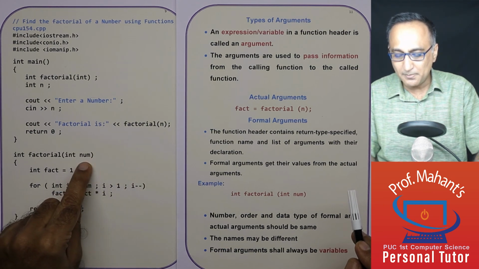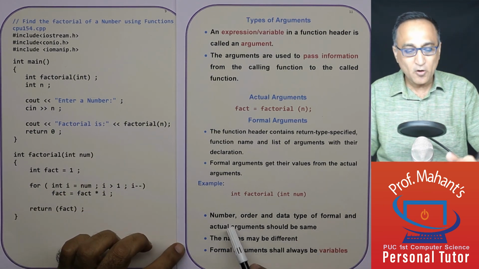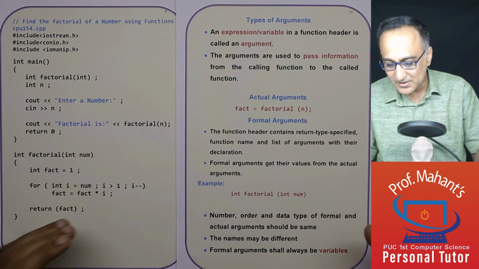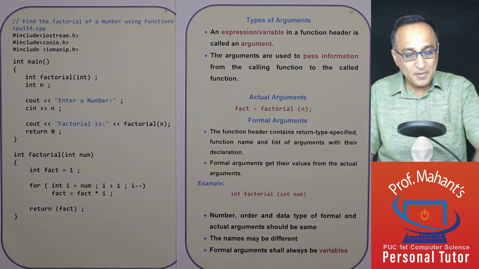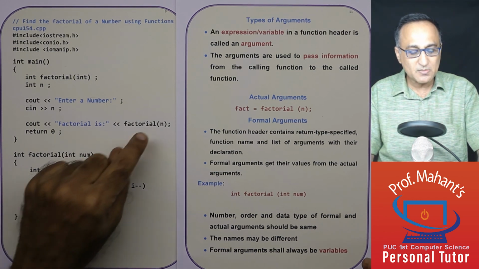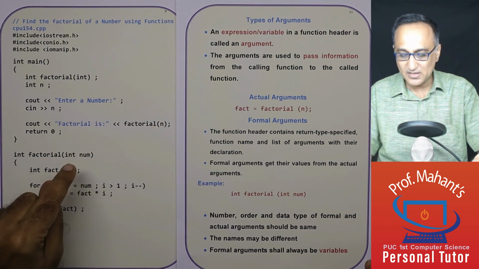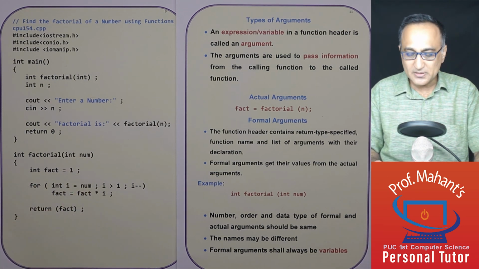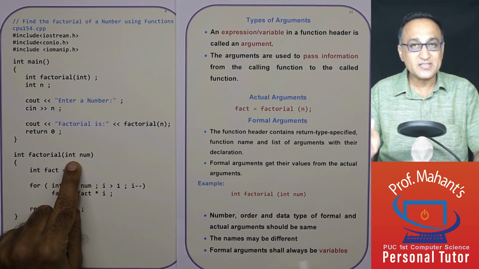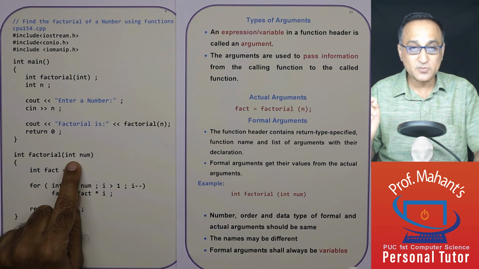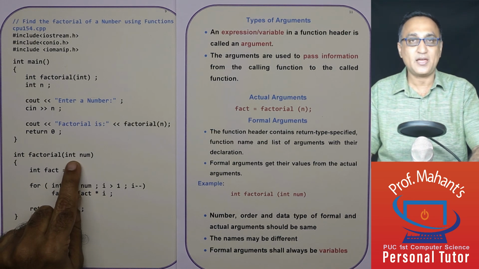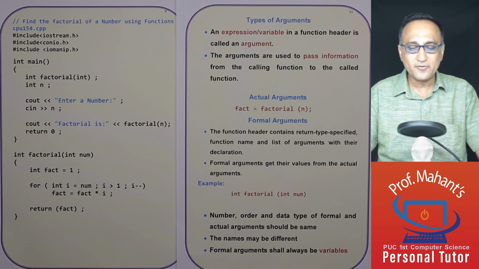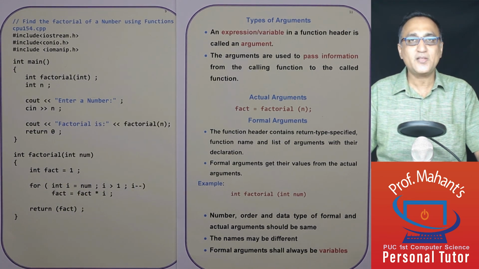Therefore, the number, order and data type of actual and formal arguments must be perfectly in sync or match each other. You may have different names. This may be n, this may be x, this may be number, whatever it is. That's absolutely not a problem. These formal arguments must always be variables. They cannot be expressions. This must be a variable. This can be an expression. So with this, I hope you have understood a little more about different terminology associated with functions.